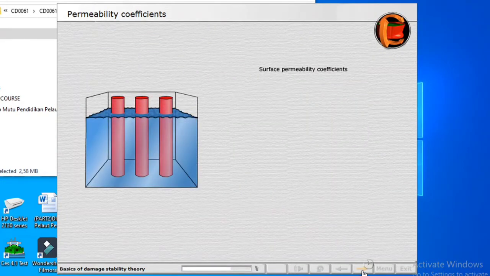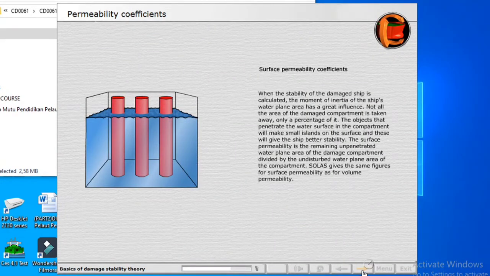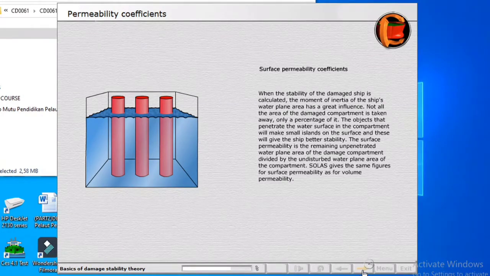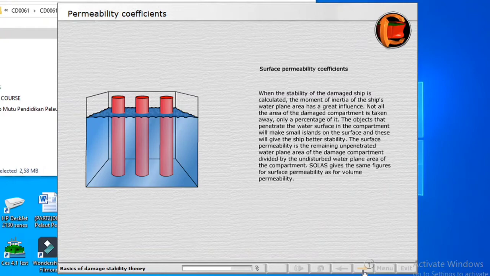Surface permeability coefficients. When the stability of the damaged ship is calculated, the moment of inertia of the ship's waterplane area has a great influence. Not all the area of the damaged compartment is taken away, only a percentage of it. The objects that penetrate the water surface in the compartment will make small islands on the surface, and these will give the ship better stability. The surface permeability is the remaining unpenetrated waterplane area of the damaged compartment divided by the undisturbed waterplane area of the compartment. SOLAS gives the same figures for surface permeability as for volume permeability.